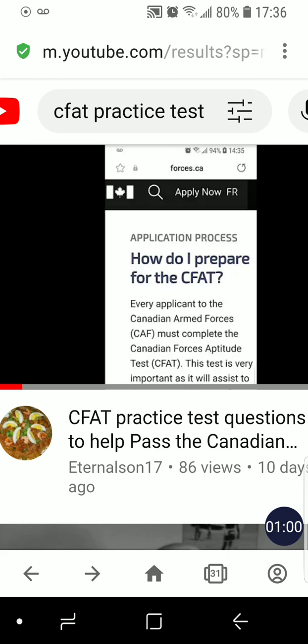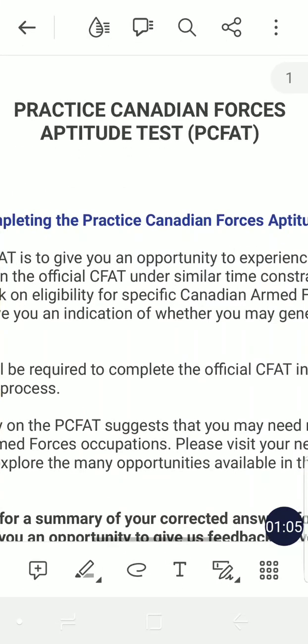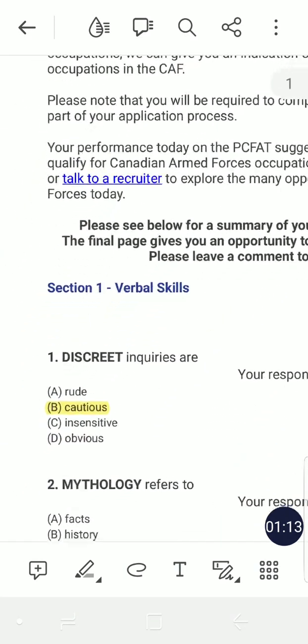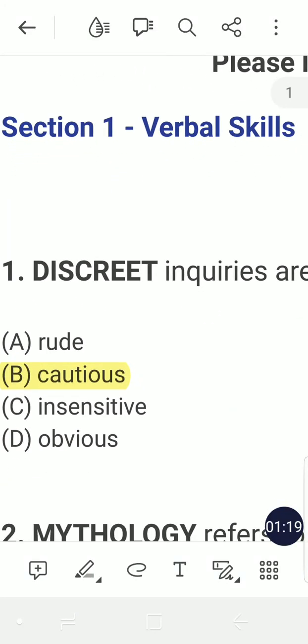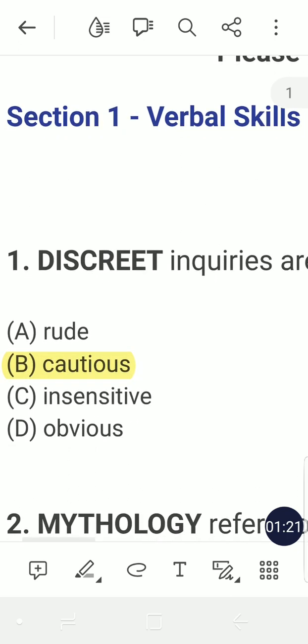Okay, so I'm going to move my screen. Okay, so this is the answer sheet. Then I'm just going through the verbal skills part. I will do other videos for the spatial ability and the problem solving. I'll do a separate video on those sections of the CFAT. So for now, I'm just focusing on the verbal skills.